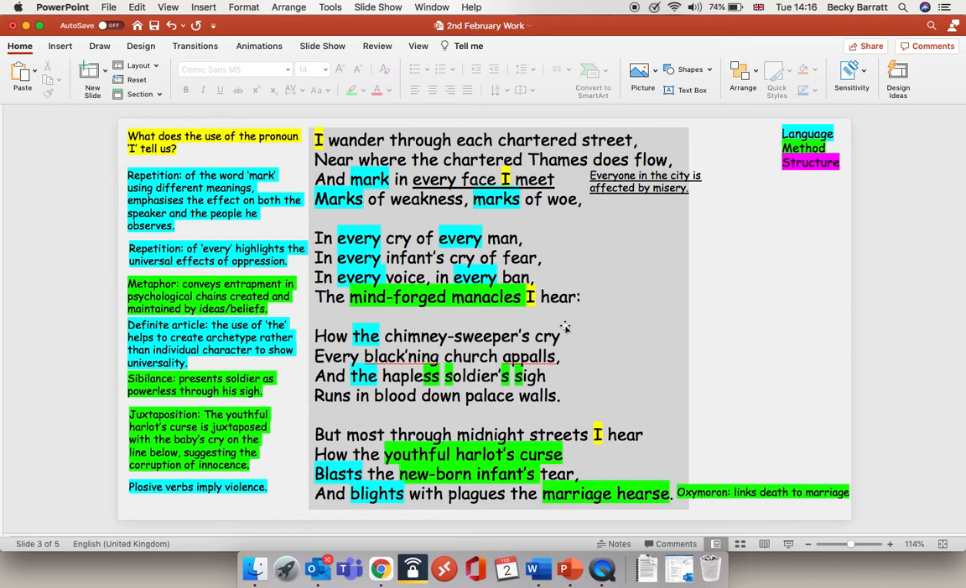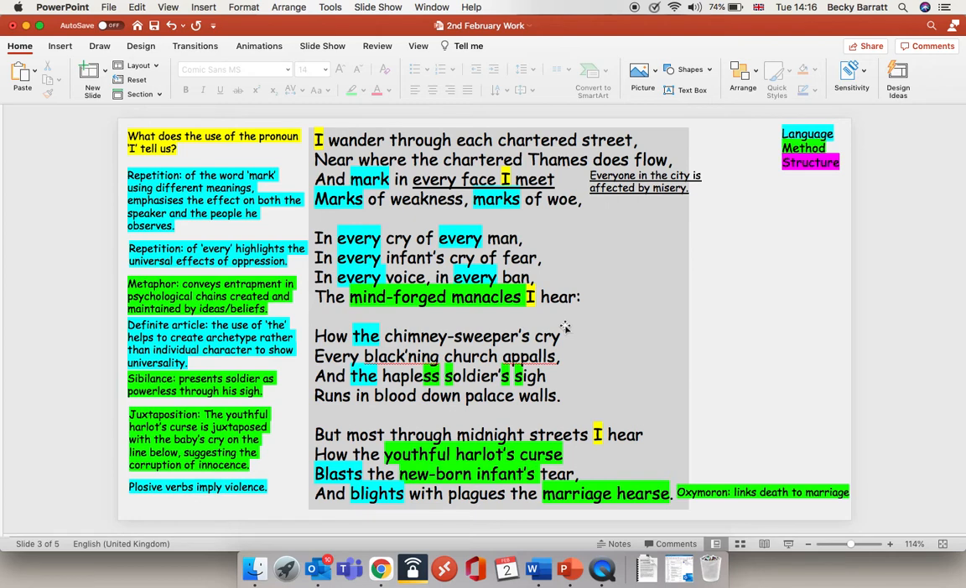The next stanza then, in every cry of every man, in every infant's cry of fear, in every voice, in every ban, the mind-forged manacles I hear. So again, I've highlighted the every on those lines. There's quite a few of them there. 1, 2, 3, 4, 5 everys in just 3 lines of that stanza. So again, that highlights the universal effects of oppression.